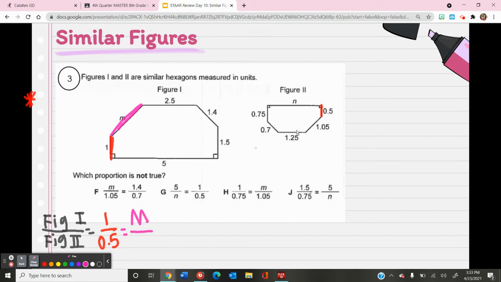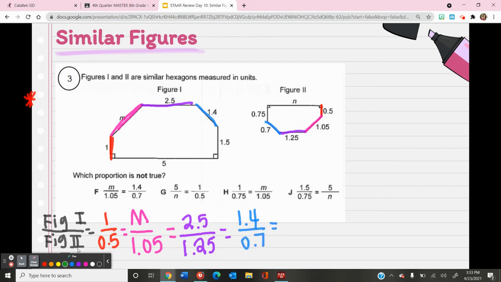So figure 1 equals M, and I'm dividing this by 1.05. And this is equal to my next side, which is 2.5, and I'm dividing that by 1.25, or its corresponding side in figure 2 would be 1.25. Then our next side, we have 1.4, and its corresponding side will be 0.7. This is equal to our next side, which is 0.75 for figure 2, and that corresponds to 1.5 in figure 1. And then this is equal to our last side, which is 5 in figure 1, and its corresponding side in figure 2 would be N.